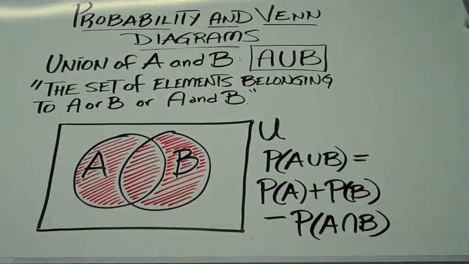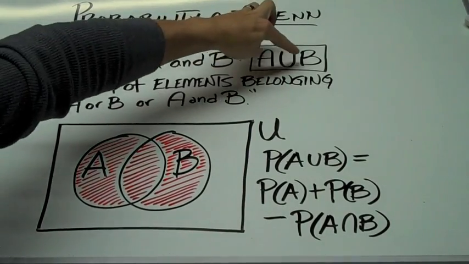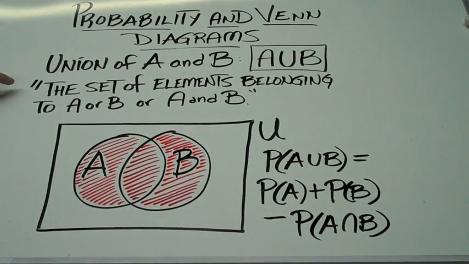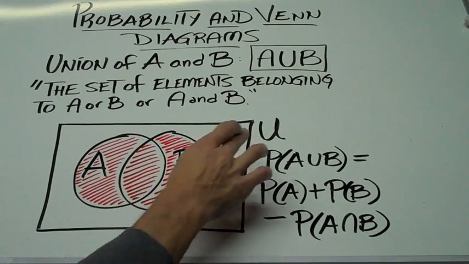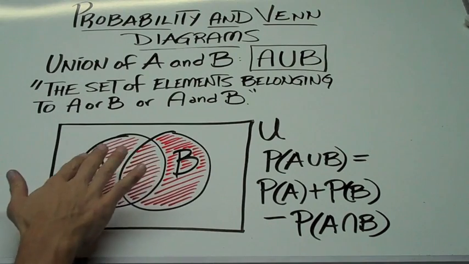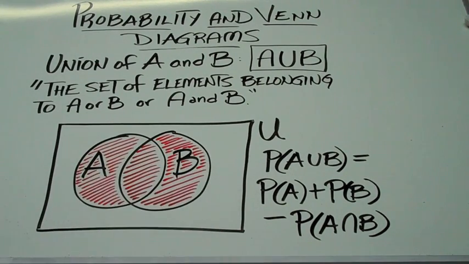Continuing with probability and Venn diagrams, the union of A and B is written A, the U sign, B, and it is the set of elements belonging to set A or set B, or set A and B. It's anything in A or B, or in both of them. So here is the picture for our sample space U and our subsets A and B, anything in A or B, or in the overlap.